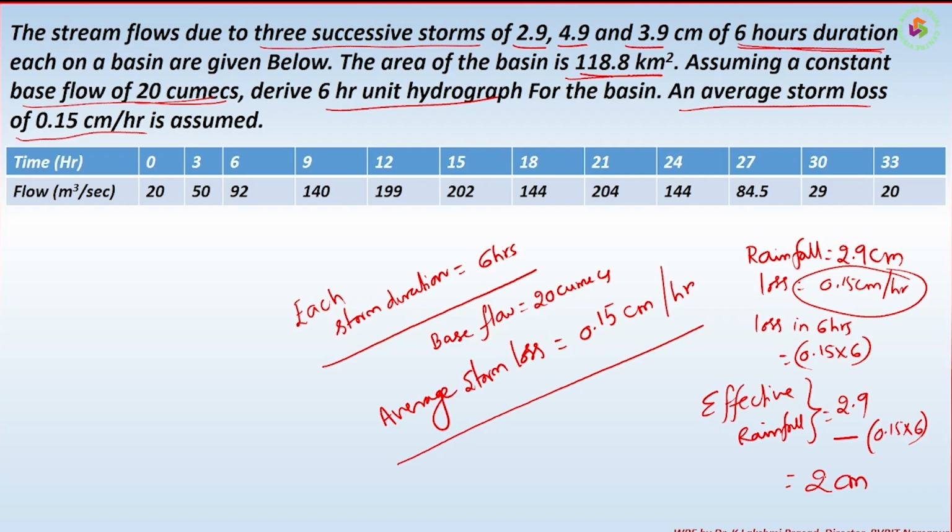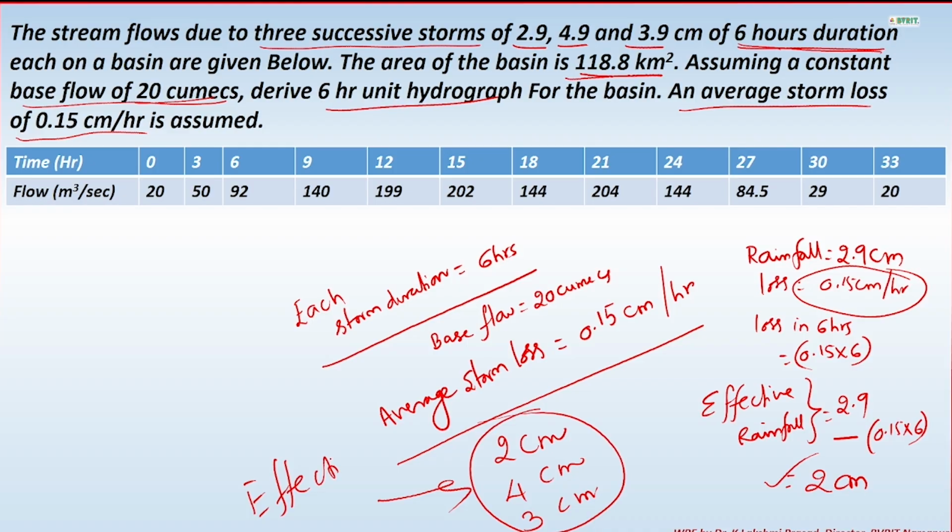So due to the first storm, that is the effective rainfall. For the second one, 4.9 minus 0.15 into 6, and for the third one, 3.9 minus 0.15 into 6. So if you take it, the effective rainfalls are 2 centimeters, 4 centimeters and 3 centimeters. These are the effective rainfalls. This is for 6 hours, this is for 6 hours, this is for 6 hours.